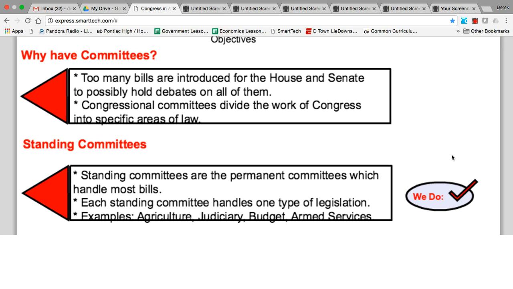So if you're on a particular standing committee, some examples are down here: agriculture, judiciary, which is judges, budget, armed services. Then any bill which primarily deals with, let's say you're on agriculture, okay? Any bill that primarily deals with agriculture or farming is going to come to you first as a member of the standing committee on agriculture. That way we don't have representatives who have no knowledge of agriculture sitting down and really working on that issue.